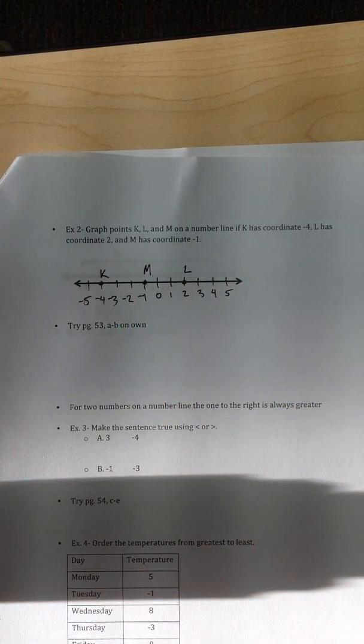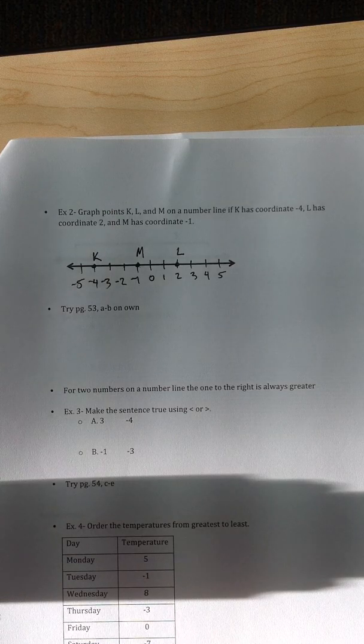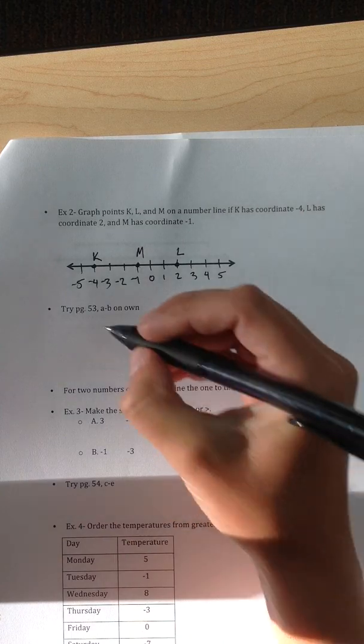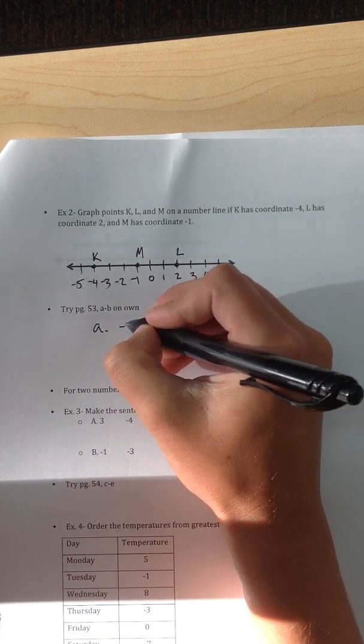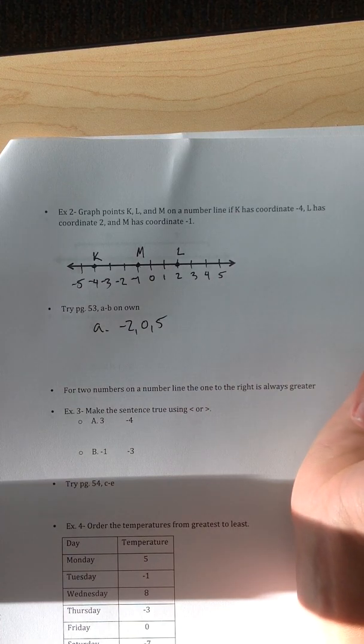Okay? Simple as that. So the next thing here is going to be trying some on your own. On page 53, I want you to try out A and B on your own and see how you do. Okay, so to check A, they got -2, 0, and 5 for their answers.